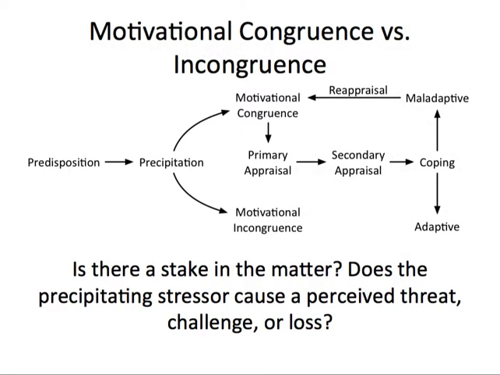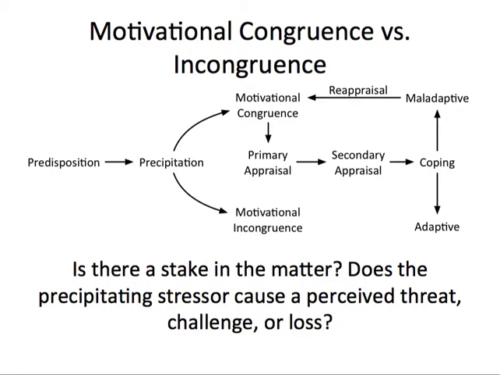When in the face of a precipitating stressor, an individual will unconsciously determine whether or not there is stake in the matter. If there's a possibility that the stressor can lead to a threat, challenge, or loss, then the stressor is deemed to have motivational congruence. From a biological standpoint, the reticular activating system is activated, and motivational and arousal mechanisms are initiated.